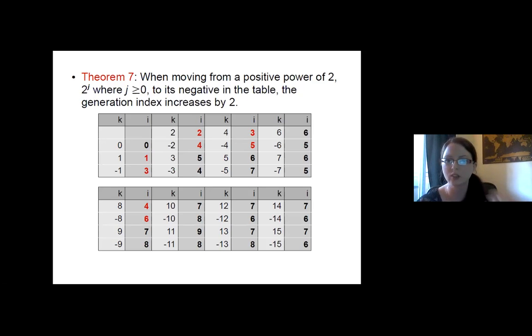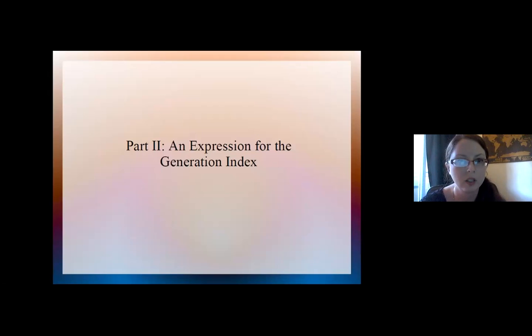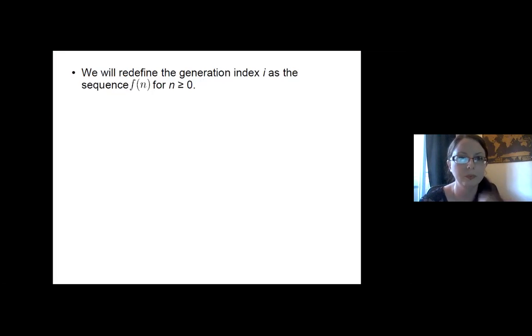However, it would be nice to get a better grasp on this sequence. What's happening? Is there some kind of formula for it that's not recursive? So that's part 2 of the talk, which is where we're going to find an expression for this sequence, this generation index.